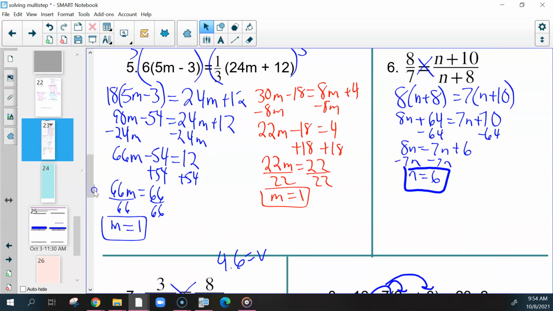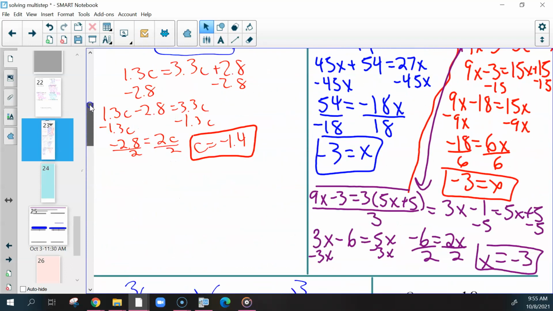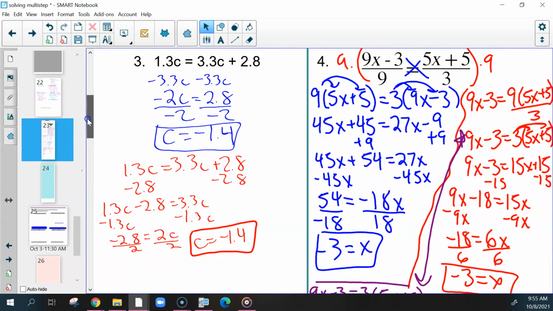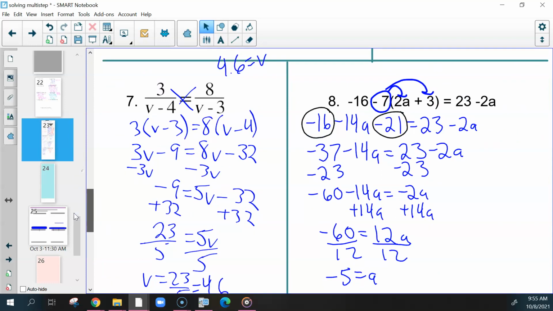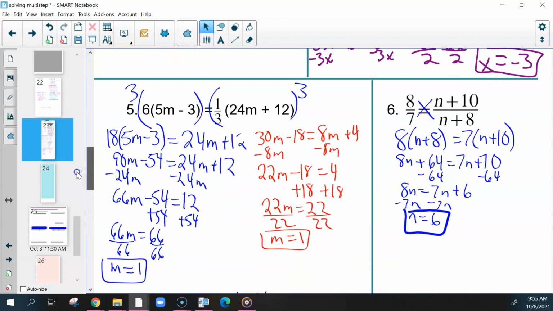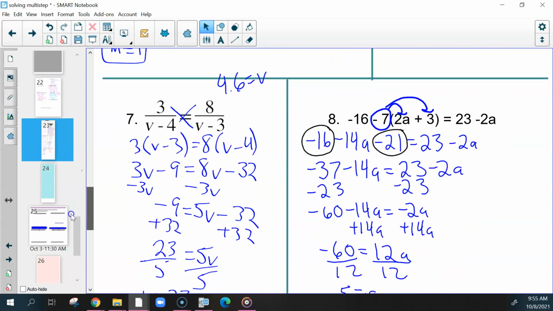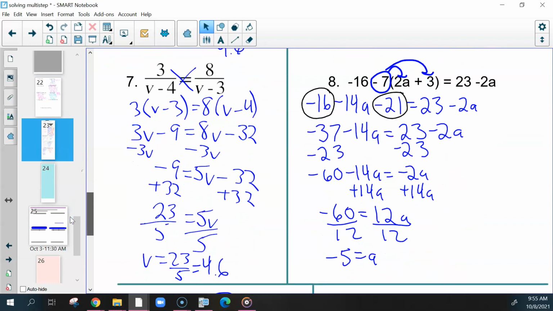I don't think I picked anyone's for number 3. But for number 3, you should have got -1.4. For number 7, either the fraction 23/5 or the decimal 4.6. I got -8. Number 8 was -5.